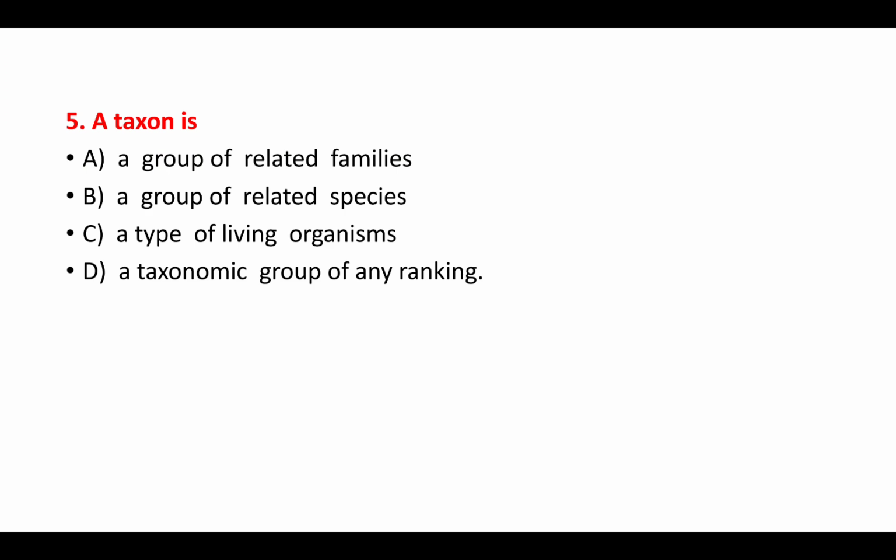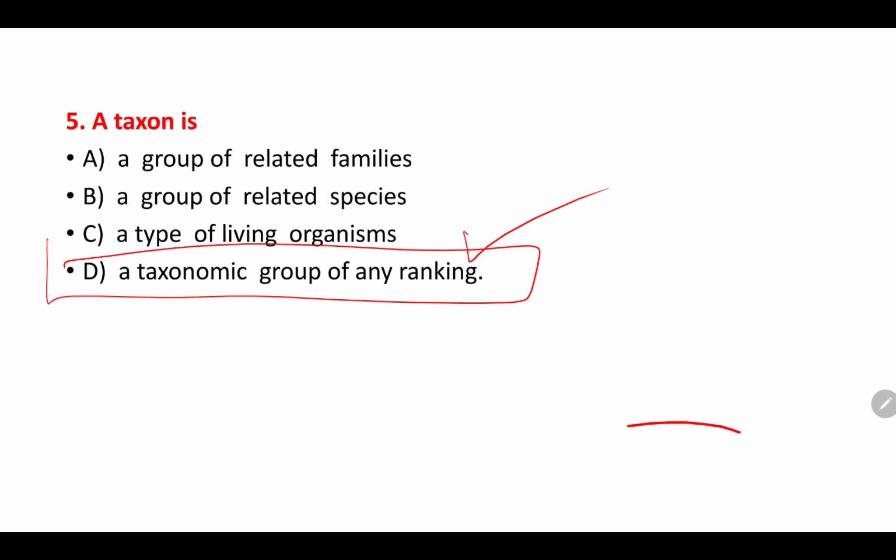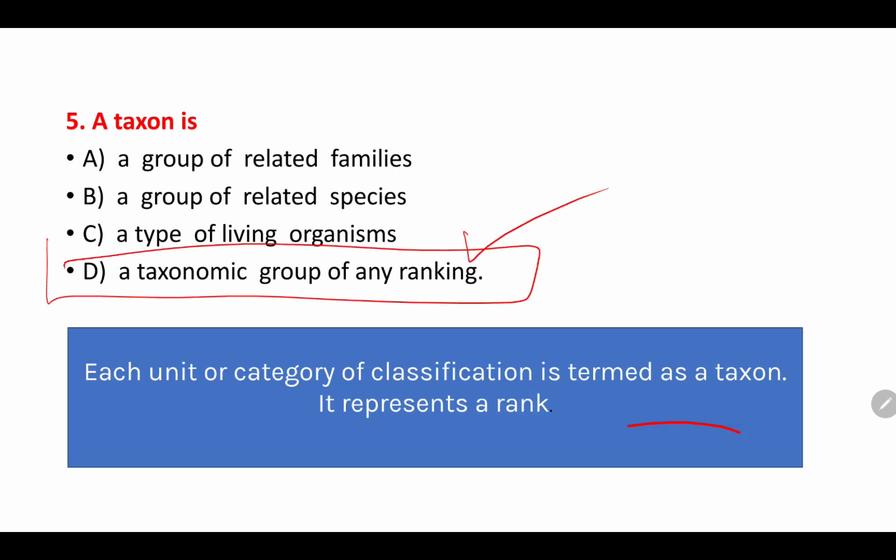Next, a taxon is. See, taxon means it represents what? Rank, right? So, a taxonomic group of any rank is said to be a taxon. Option D.